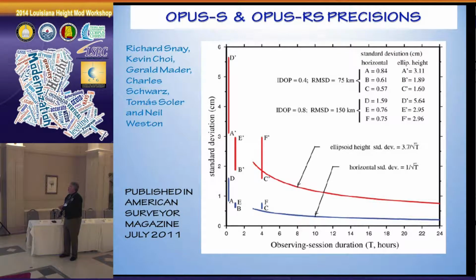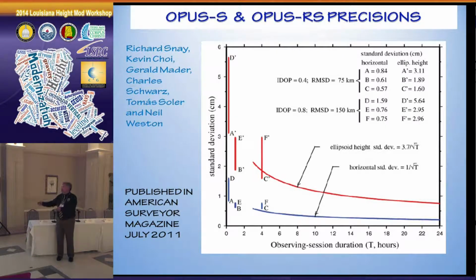Then when you get into OPUS static, what they've always said is, for ellipsoid heights, they came up with another constant, okay? 3.7 divided by the square root of time in hours. All right, well, 4 hours, square root's 2, 2 into 3.7, and you get this value here. And that's the value that is expected, around 2 centimeters with 4 hours of data for OPUS static.